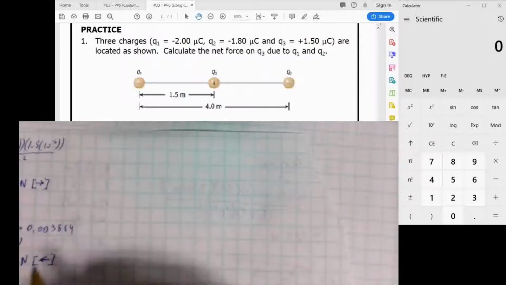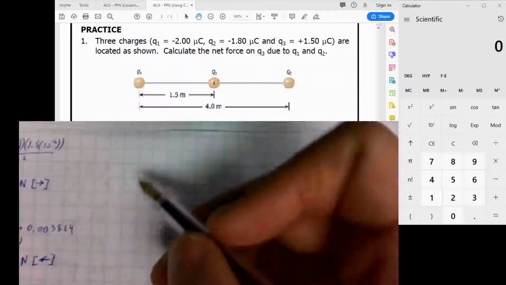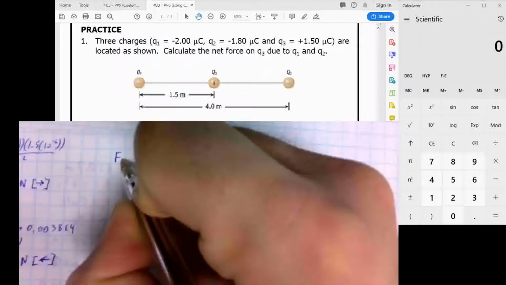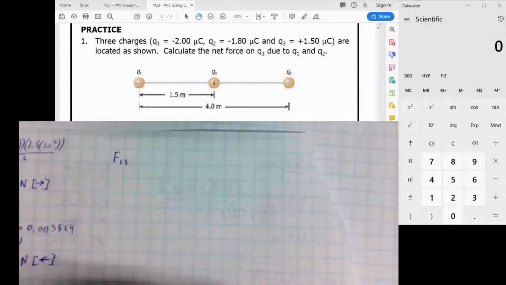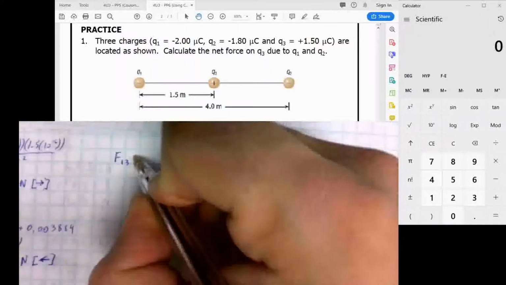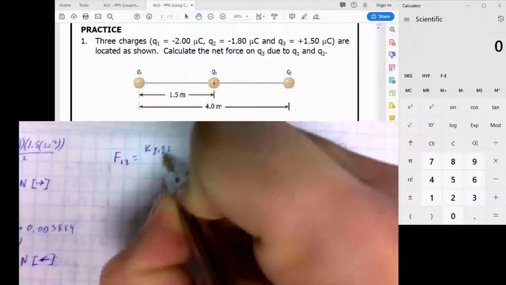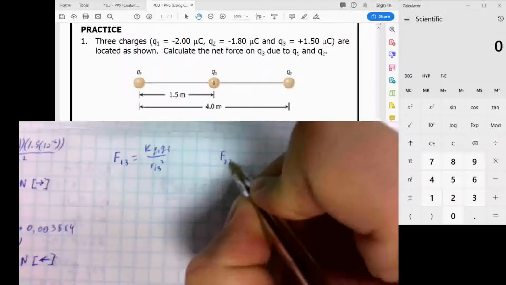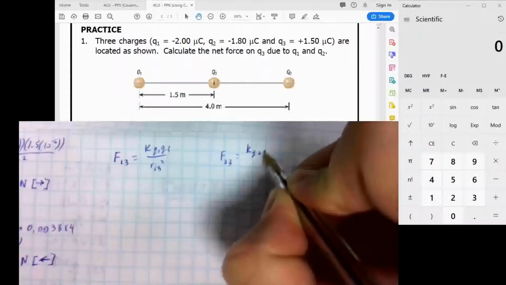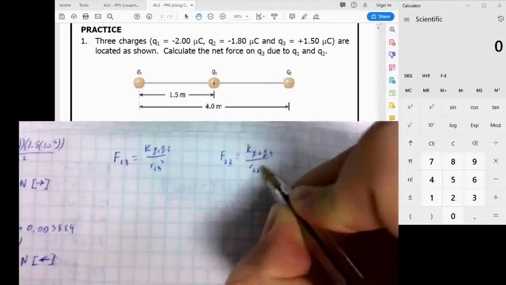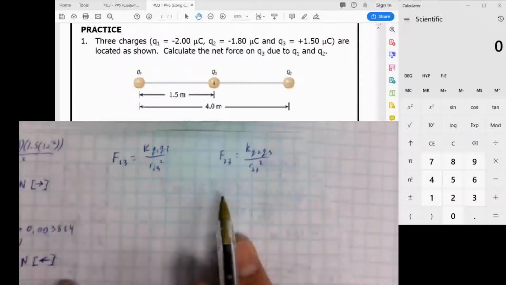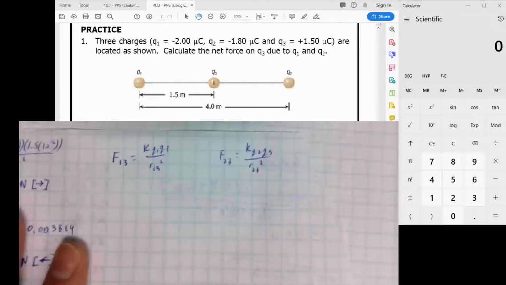So now we can see the problem, and basically what we need to do here is we need to find out the force of 1 on 3. 1 is the one on the far left, 3 is the one in the middle. Which is going to be, of course, k q1 q3 over r13 squared. And we need to find out the force of 2 on 3, which is k q2 q3 over r23 squared. So with those 2 values, we need to solve that. And then we need to find, using the superposition principle, the net force on 3.